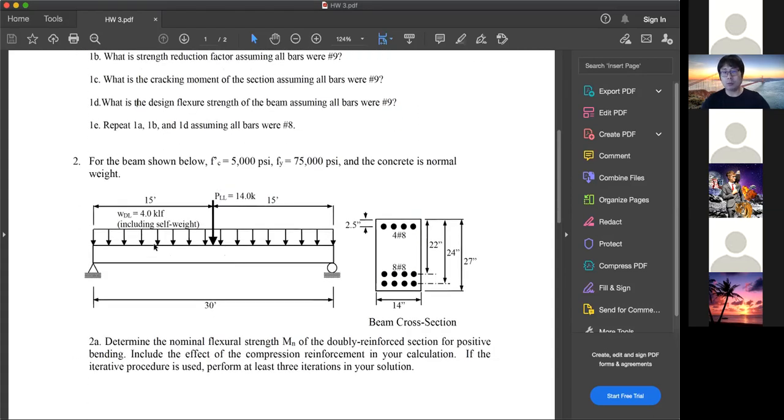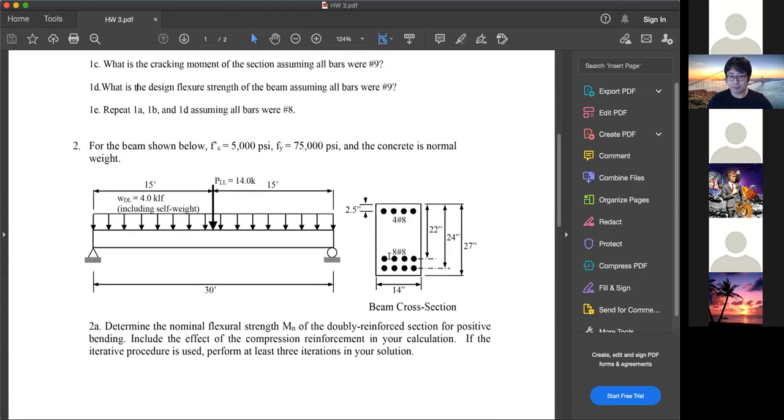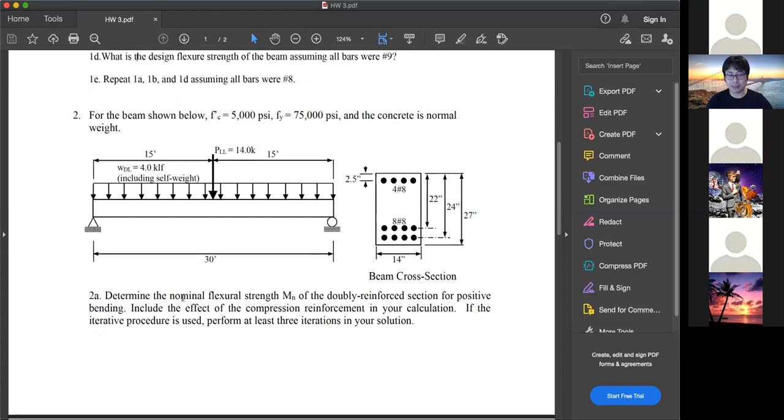For homework number 2, it's a doubly reinforced case. First question, determine the nominal flexure strength of the doubly reinforced section, positive bending. Before we start, where is the maximum moment? Where is the maximum moment? Adam.